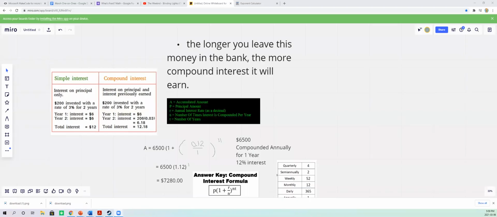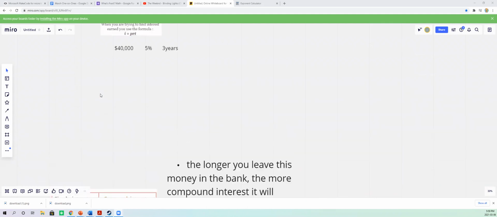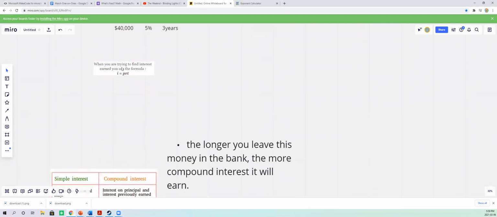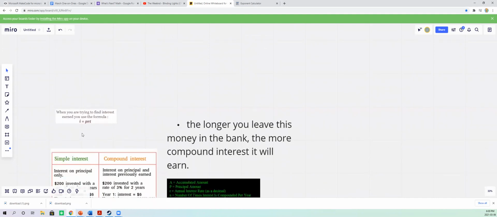Hi, grade sevens. We're going to talk a little bit today about the differences between simple interest and compound interest, which is our newest concept in this unit. So simple interest is interest on principal only, and it goes through the formula of I equals PRT, which is in my previous video. So this is for a simple interest formula, okay?